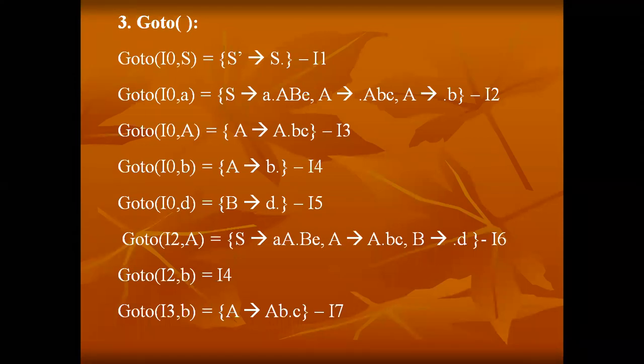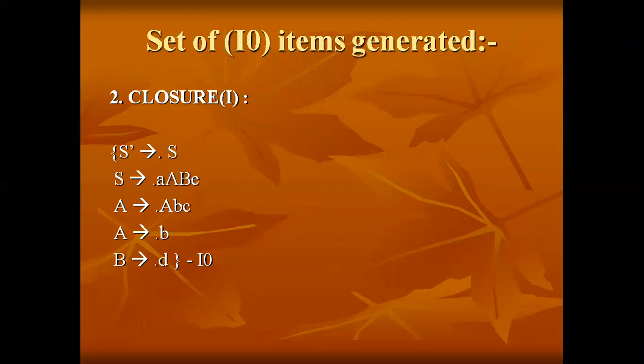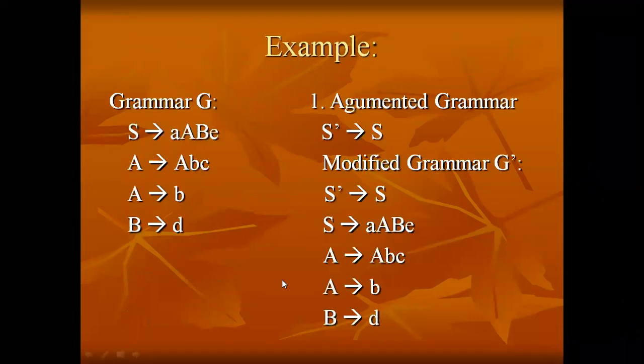After construction of this goto function, what is the next step? Finding out the first and follow function. So for this modified grammar G dash, you need to represent a table. That table is a first and follow table. Put a column for productions, the second column is the first function, and the third column is the follow function, and write down all the productions here.